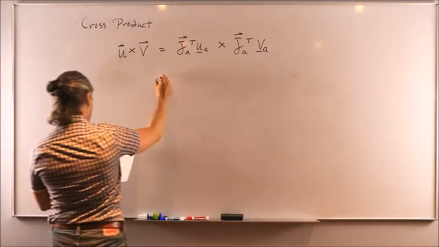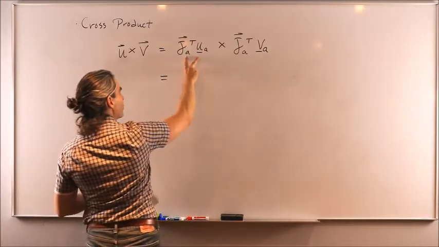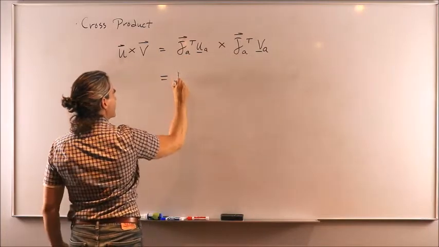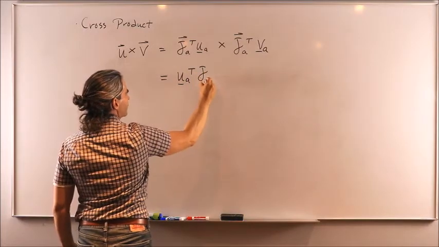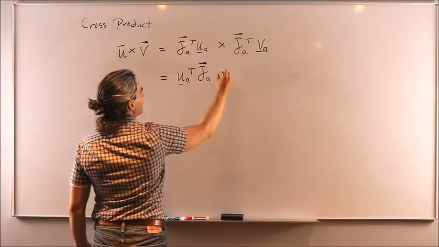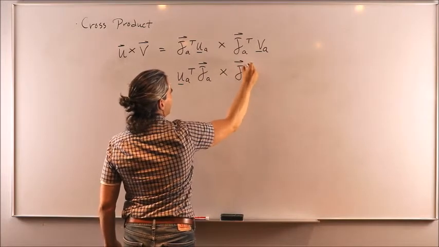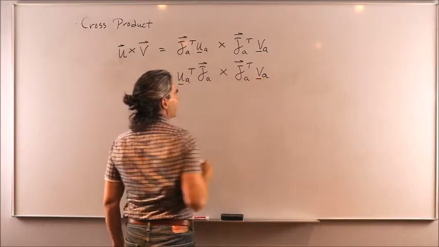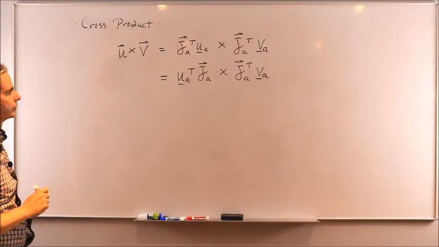All right, so here I'm going to use the same trick as before. In other words, I'm going to flip the order of these two things for the first vector. So I'm going to write it as UA transpose times vectrix A. Then take the cross product with transpose of vectrix times components of vector V in reference frame A, just like that. All right?